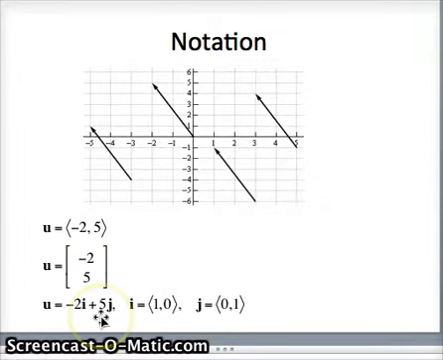And we have a third way that we can write these vectors. We define i as the vector ⟨1, 0⟩ and j as the vector ⟨0, 1⟩. So certainly -2 times ⟨1, 0⟩ plus 5 times ⟨0, 1⟩ will also give us this same vector, 2 to the left, 5 up. So we have multiple notations that we'll use. You need to be comfortable with all of them. As we're moving forward, you'll see we're going to use the column vector approach here first.